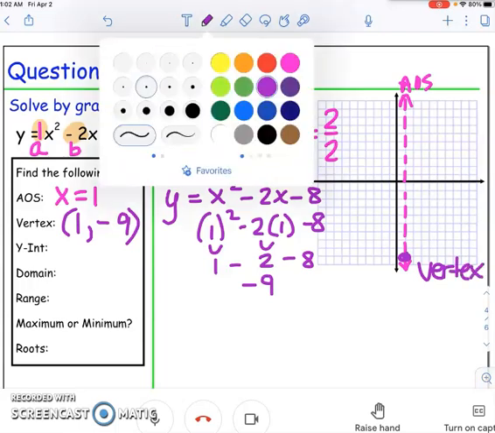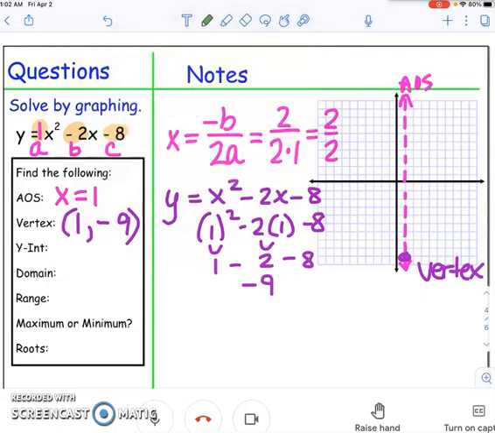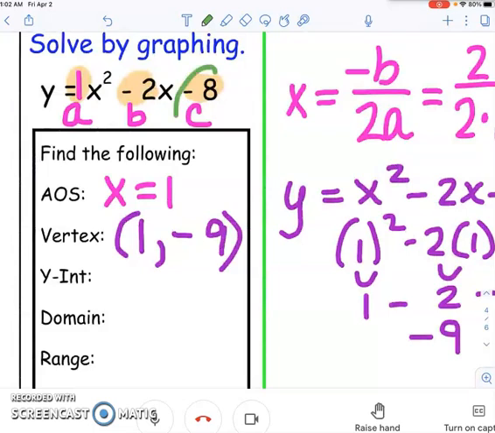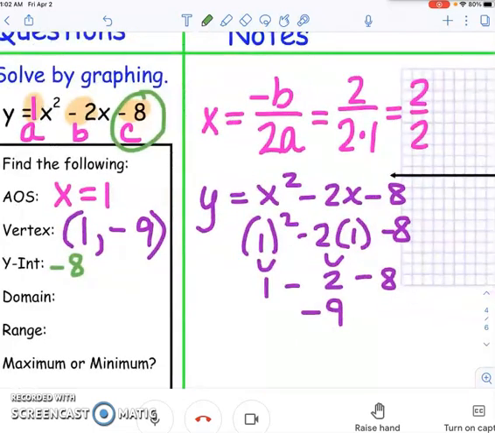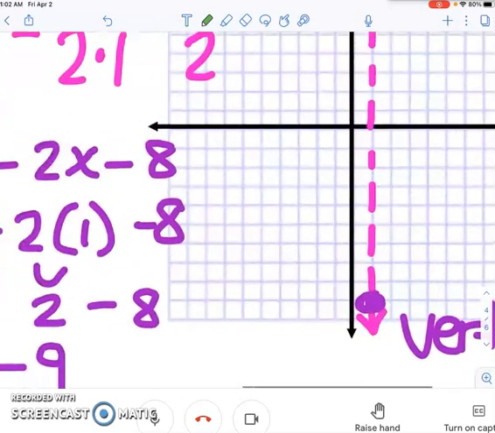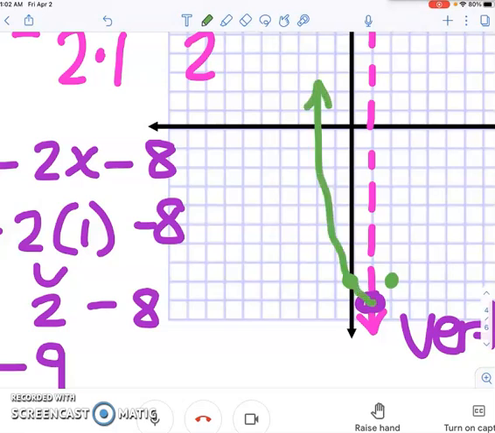The next thing we need is our y-intercept. Our y-intercept is just the c value, so it's -8. So if I graph -8, and then reflect it to the other side, I get my quadratic.